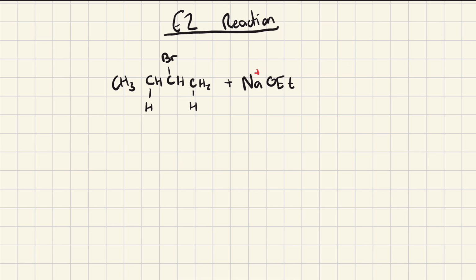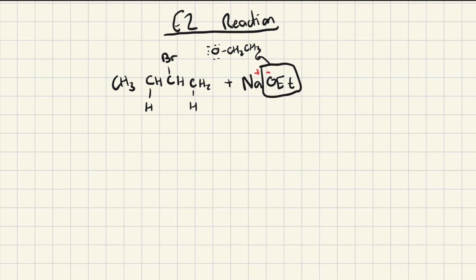Our sodium and our ethoxide are going to break off into their respective ions. We can just rewrite our ethoxide as O- with CH2, CH3 with our ethyl group. We know, since it's an E2 reaction, it's going to attack one of the beta hydrogens that's on the opposite side of the bromine. Now we have 2 beta hydrogens. Which one is it going to be?